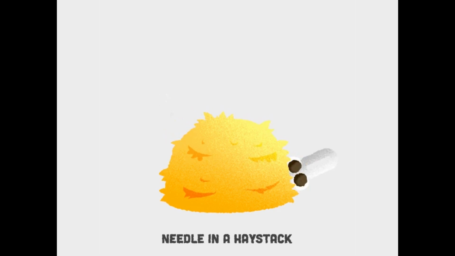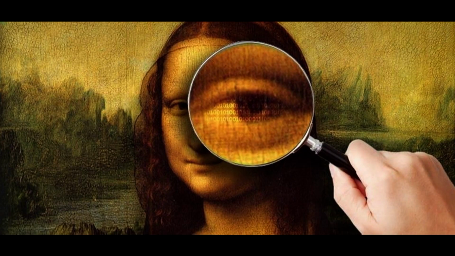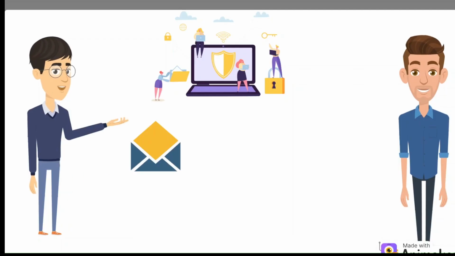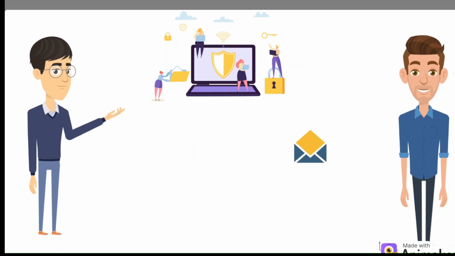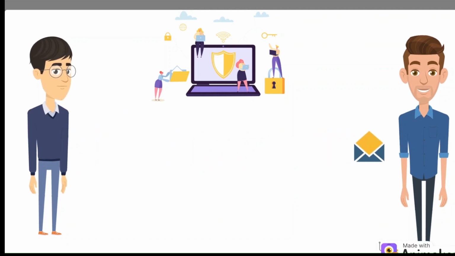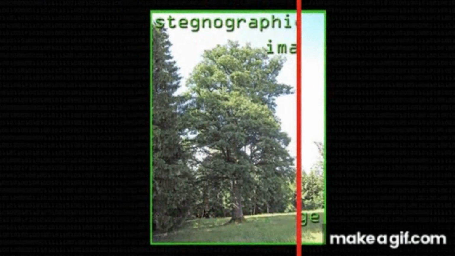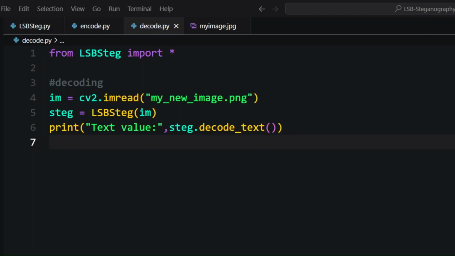It's like hiding a needle in a haystack, but in this case, the needle is a hidden message and the haystack is an image. Let's explore how it works and where it can be used in real life. Imagine you have a sensitive message that you want to send without attracting attention. Instead of encrypting it or sending it through secure channels, steganography allows you to embed that message within an innocent looking image. To do this, we'll be using the lsbsteg Python module.